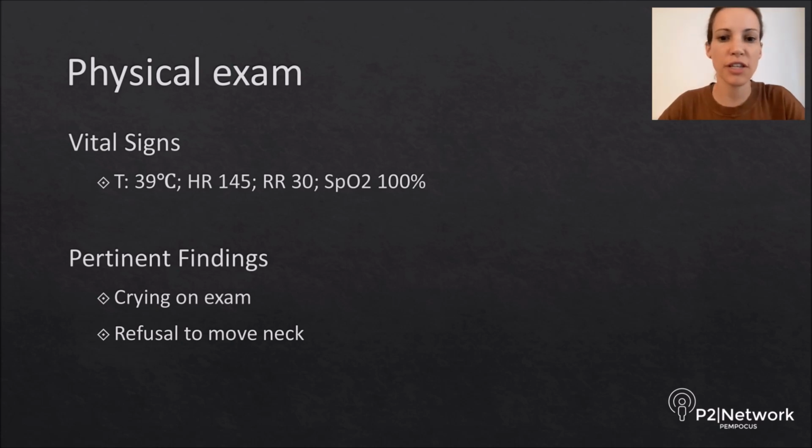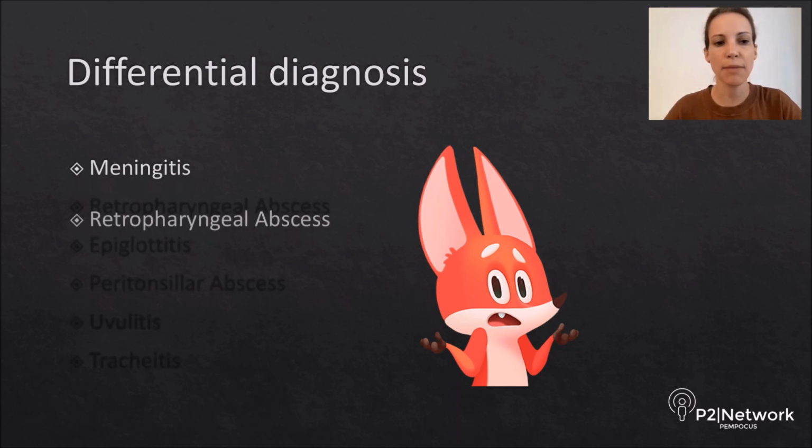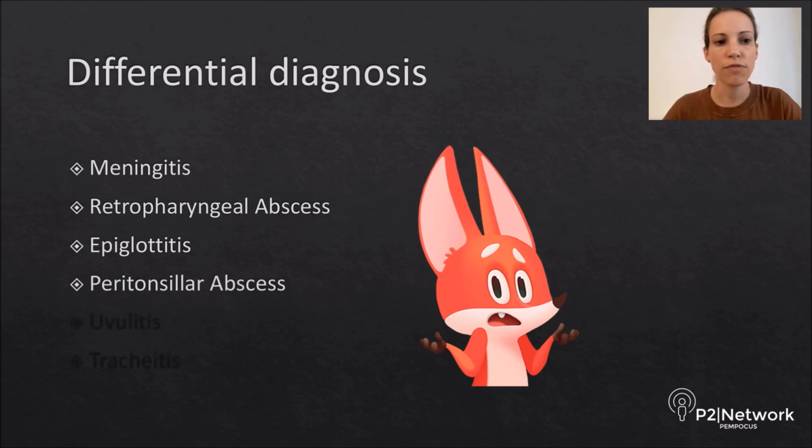On physical exam of this patient, their presenting vital signs were a temp of 39. They were tachy to 145, had a respiratory rate of 30, and a pulse ox of 100% on room air. Pertinent physical exam findings: the patient was crying on exam. They were very fussy, sitting in their parent's lap, and really refusing to move their neck or their head. So the differential of this patient includes the following that you can see here. So meningitis, retropharyngeal abscess, epiglottitis, a PTA, uveitis, and tracheitis.